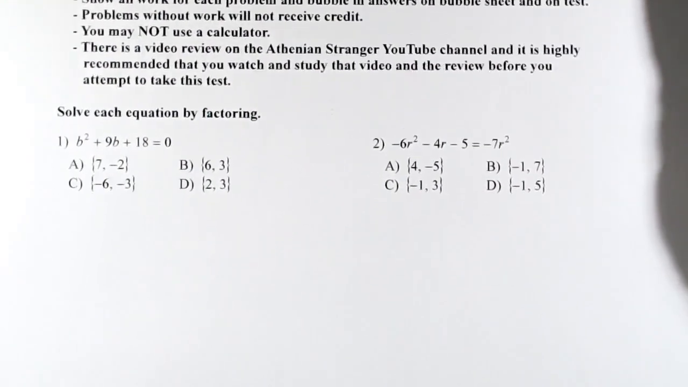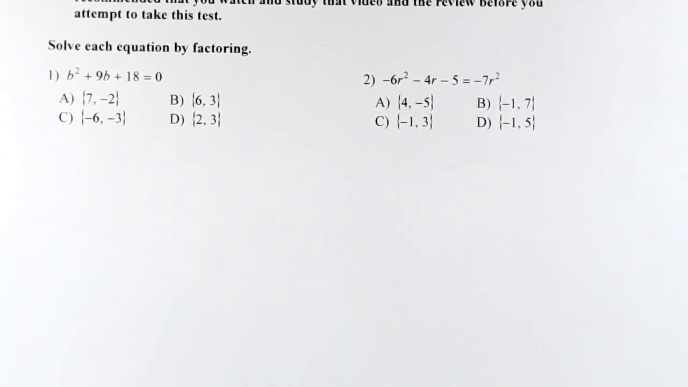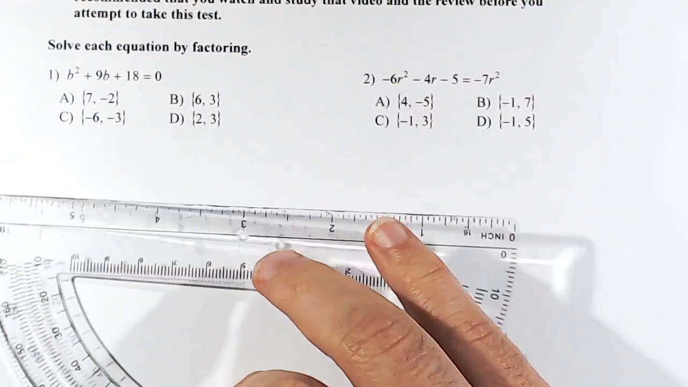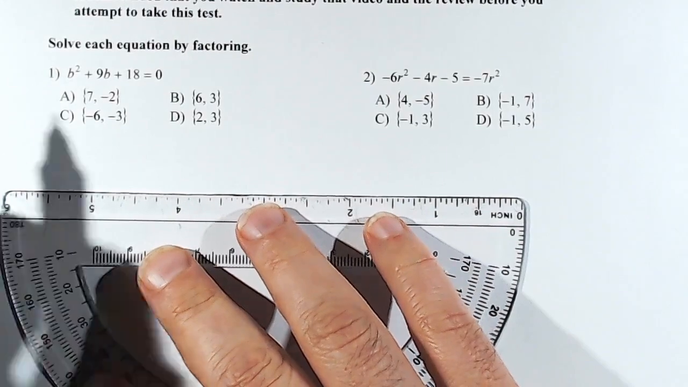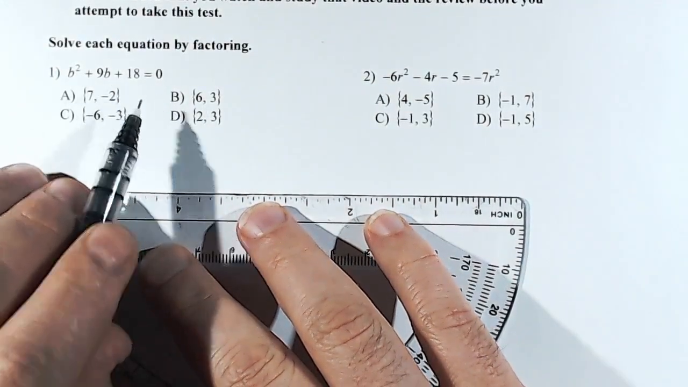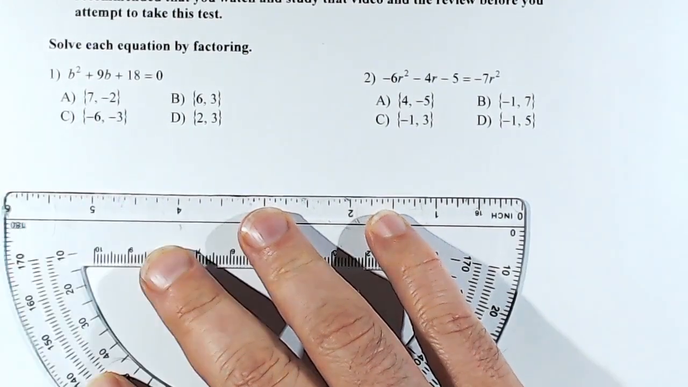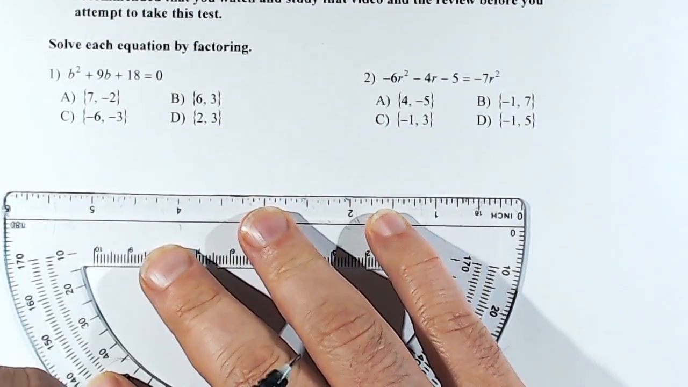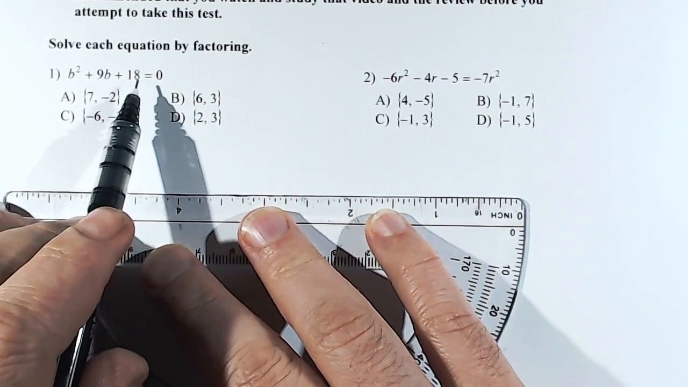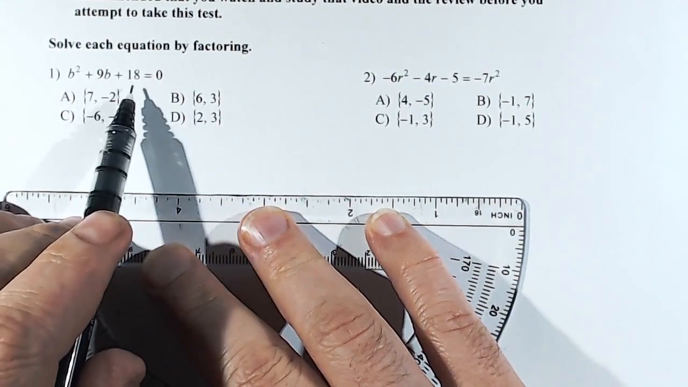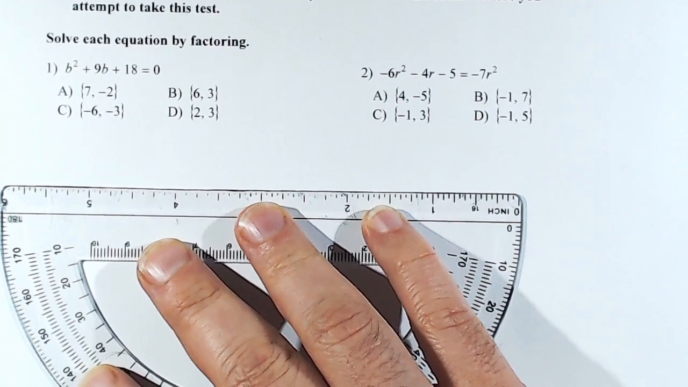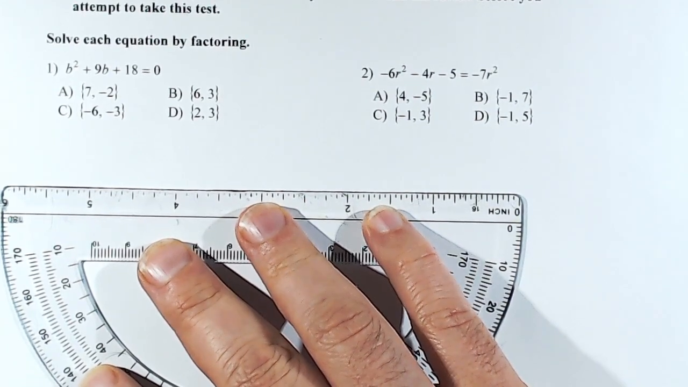In the first question, we have to solve by factoring. There's no leading coefficient, so we can just ask ourselves what two numbers add to be the middle coefficient, and those same two numbers need to multiply to be the final constant. So I'm thinking about the factors of 18. 6 times 3 is 18, and 6 plus 3 is 9.